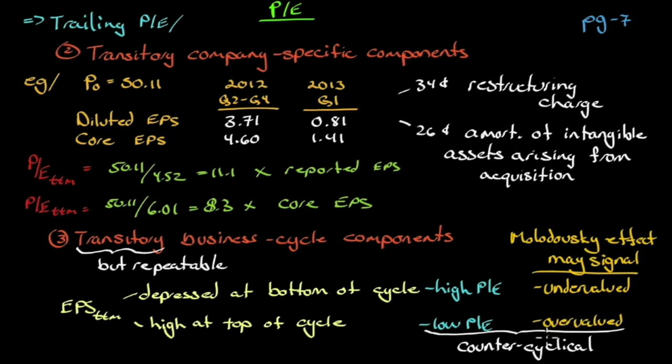If it's cyclical, its PE will be counter-cyclical. This is called the Molodovsky effect. So it may signal that a high PE is actually undervalued. Kind of hard to keep it all straight sometimes, isn't it?